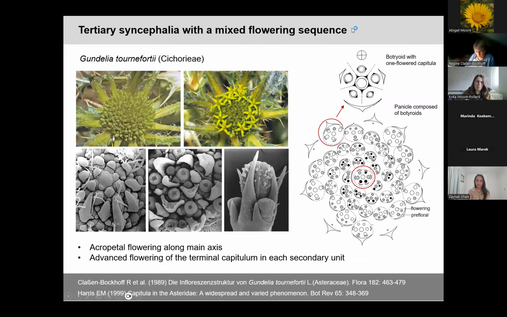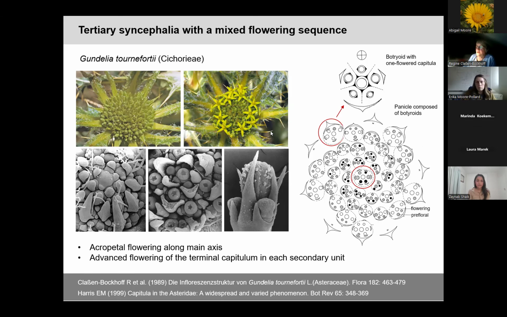So now we go back to syncephalium organization. And here we have an example of a tertiary syncephalium. Asteraceae have many, many inflorescence forms, simple ones and very complex ones. And Harris distinguished the capitulum, secondary and tertiary syncephalia. And she mentioned this example and argued that all these tertiary syncephalia will flower in a basipetal direction.